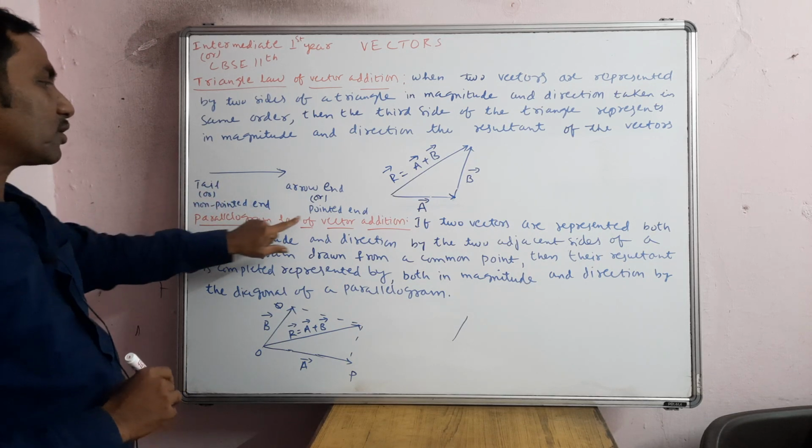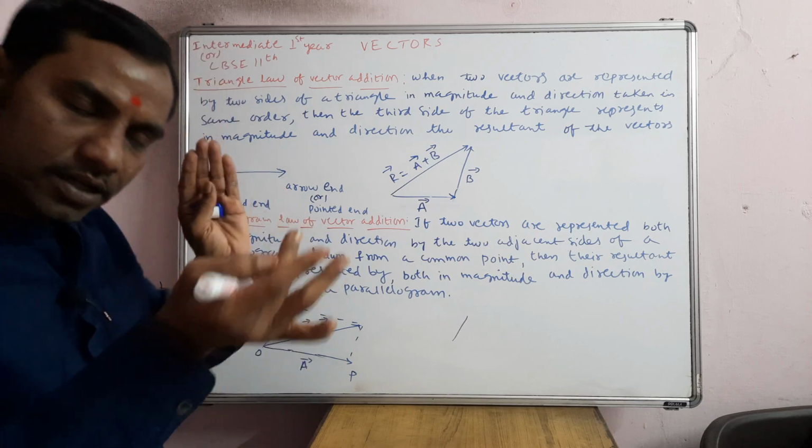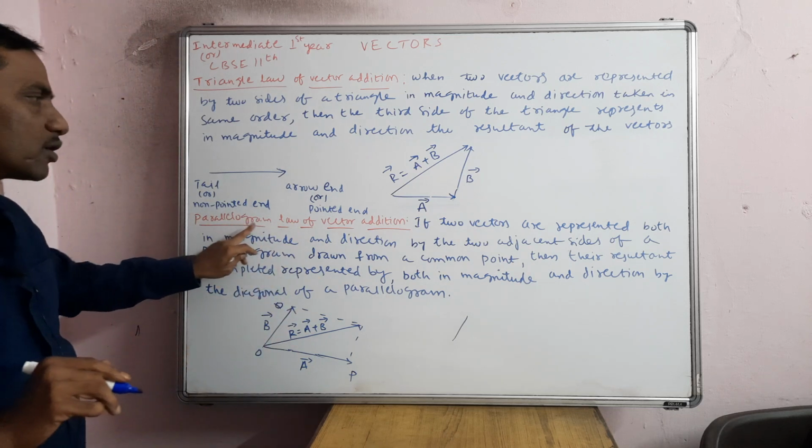This is the arrowhead, or pointed end, and the tail, or non-pointed end. Now, the parallelogram law of vector addition. You can pause the video, listen slowly, repeat, and go back and listen. No problem.